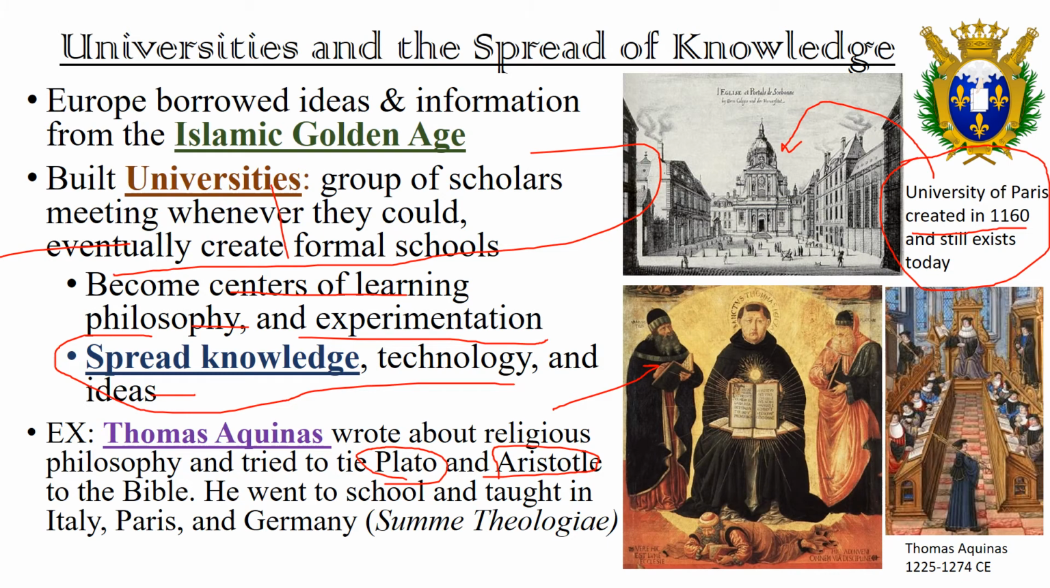And he says, okay, I'm going to take their philosophy and I'm going to try and use it to basically prove biblical proofs. And he went to school in Italy, Paris, and Germany, showing the spread of these ideas, that he would lecture and study at these different schools, sharing his ideas with others and allowing these ideas to then ferment there and create new ideas, new writings, new individual achievements.